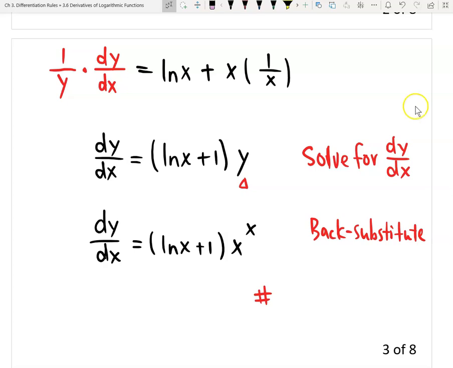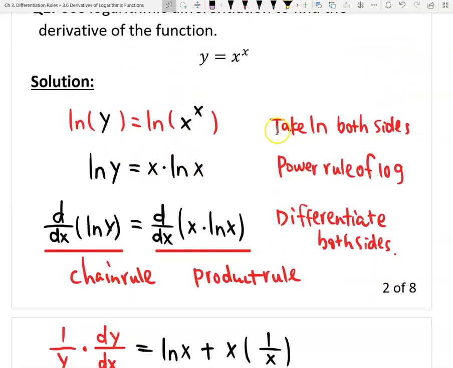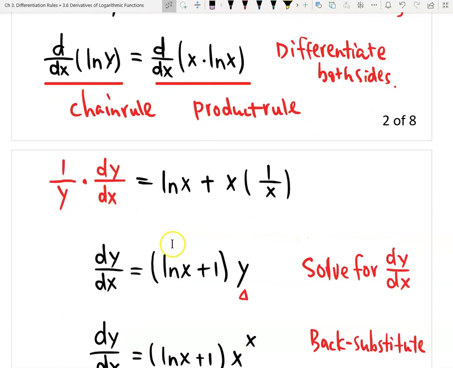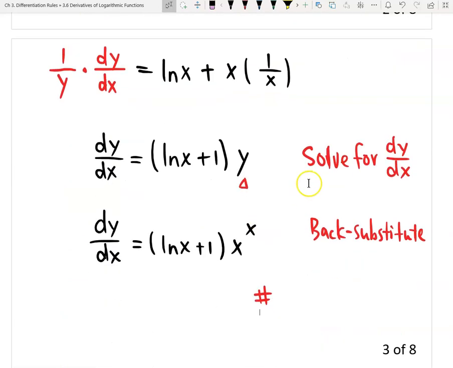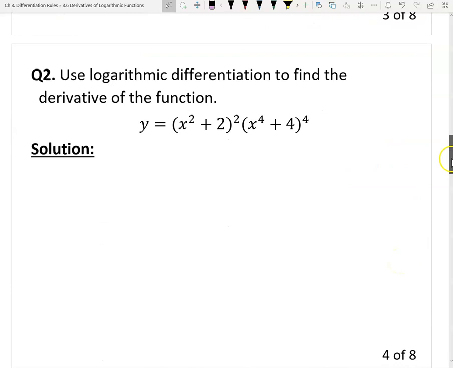Okay, so let me go back and go over the three steps a little bit. Can you see? The first step, take ln on both sides to simplify, to get an implicit equation. The second step, differentiate both sides, and then we get a linear equation. The last step is to solve. Of course, don't forget to back substitute. And this is the first. Let me go into one more question to practice the method.